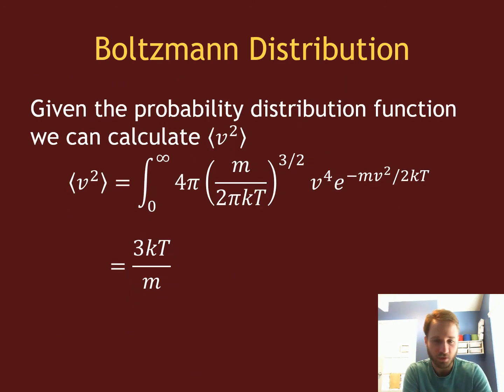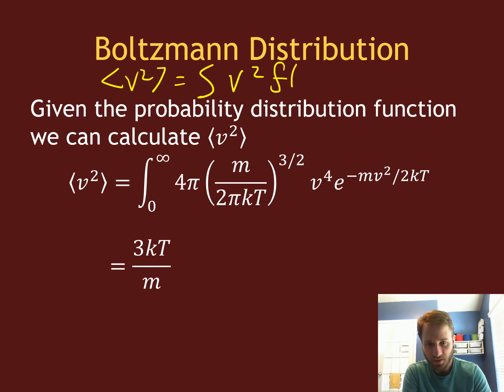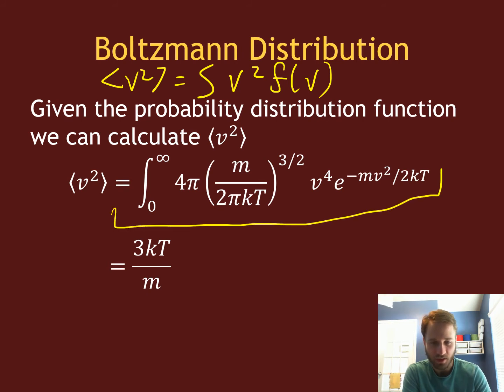And you can use the Boltzmann distribution function to solve for the average velocity squared. You take the velocity squared, right? So this average velocity squared using the Boltzmann distribution function is just the integral of v squared times the Boltzmann distribution function, which is a function of v. And that's how we get this here. And this lovely looking integral actually simplifies down to 3kT divided by the mass. So, a very simple solution.